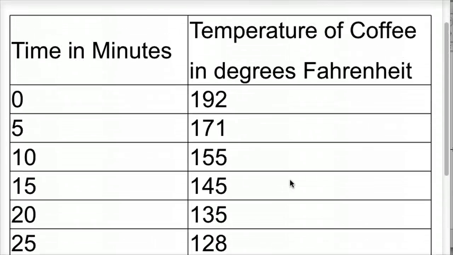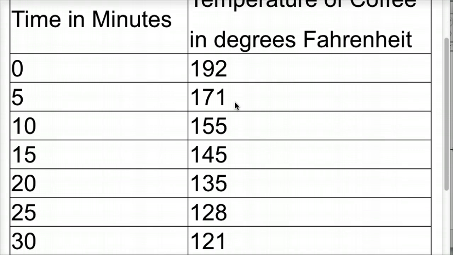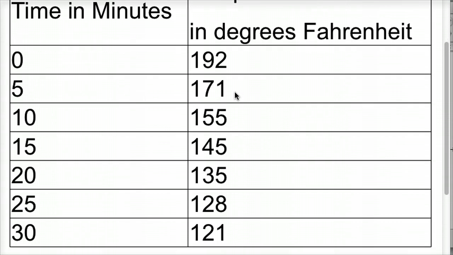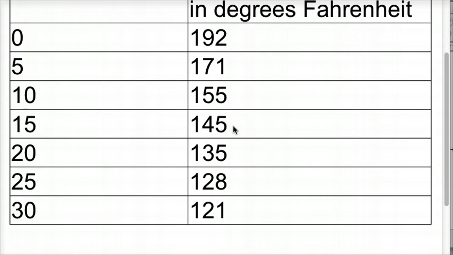So here's some data. I actually did this experiment. I took a cup of coffee in a styrofoam cup inside a room, and every 5 minutes I took the temperature. I poured the cup of coffee and measured the temperature in Fahrenheit initially, and it was 192 degrees. Then in 5 minutes it was 171 degrees. Then at 10 minutes it was 155. And you can see how the temperature drops clear down to 30 minutes at 121.